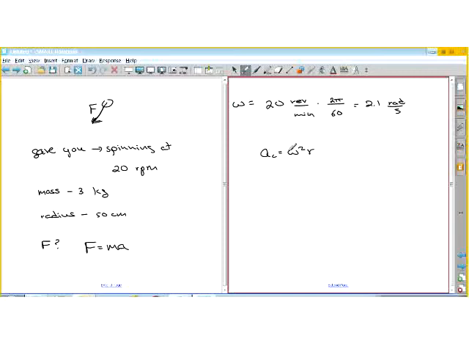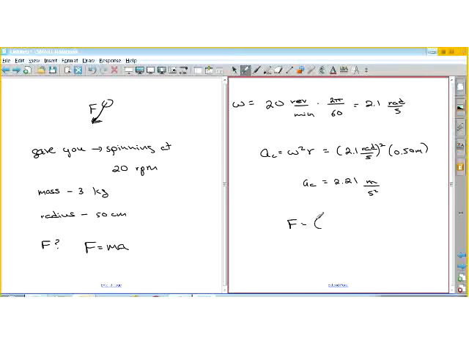So the centripetal acceleration required for that to happen is omega squared r, so we just plug in omega, 2.1 radians per second squared times the radius, which is 0.5 meters. 2.1 squared times 0.5, so the centripetal acceleration is 2.21, and because this is a linear acceleration, not an angular acceleration, it's in meters per second squared.